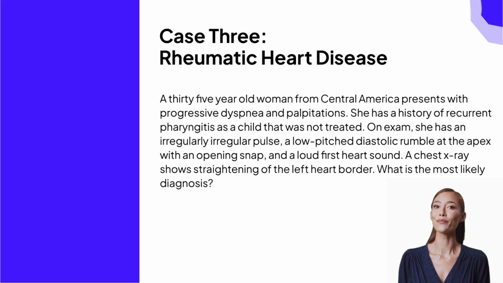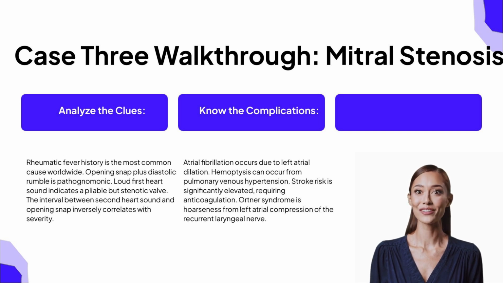All of these findings point to one diagnosis. The chest X-ray finding of left heart border straightening indicates left atrial enlargement. This is mitral stenosis from rheumatic heart disease. Let's walk through the key teaching points. The history of rheumatic fever is the most common etiology worldwide, especially in developing regions.